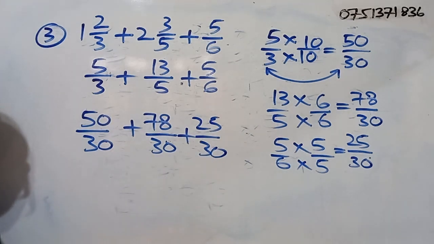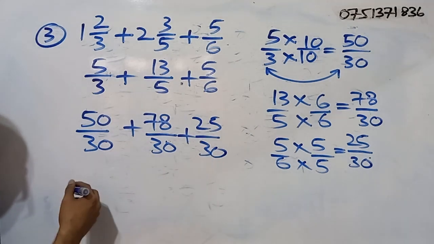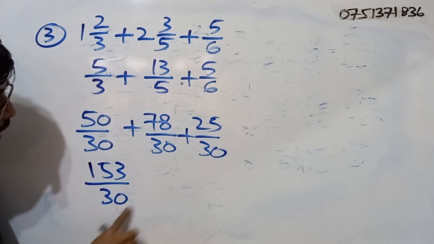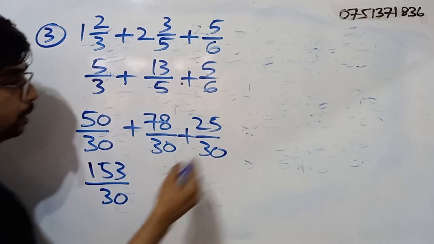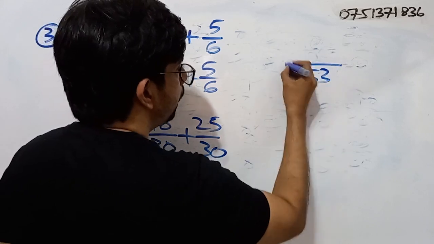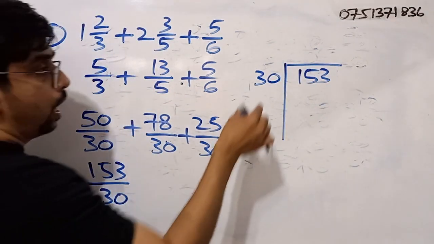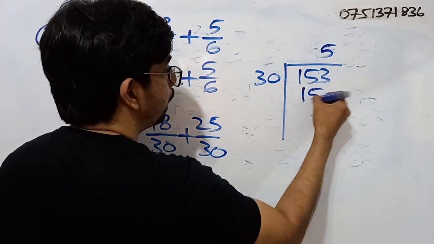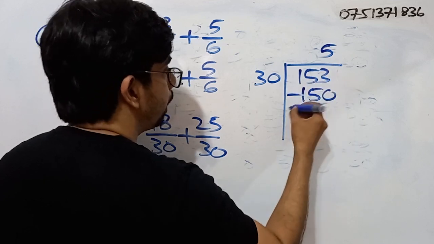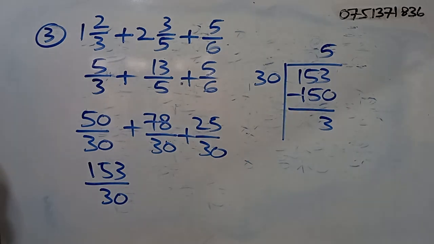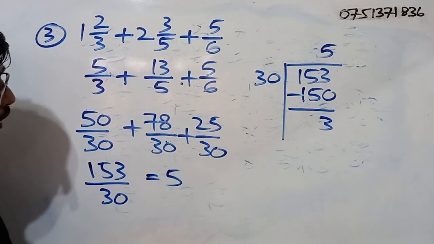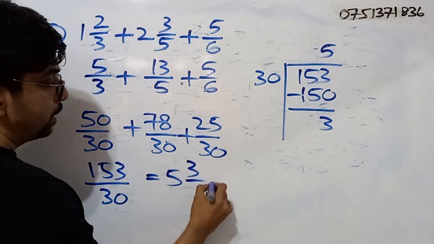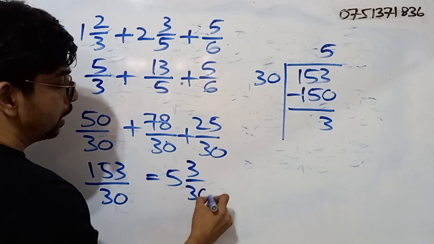Right, so here we have three fractions where the denominators are now equal. So when you simplify this, we get what? 153 by 30. Now we have to convert this fraction into what? A mixed number. That means 153, I have to divide it by 30. How many 30s are there in 153? We can go up to 5. 30 into 5, that is 150. 153 minus 150, what do we get? 3. So here, the whole number part is 5 and the numerator is 3 and the denominator is 30.